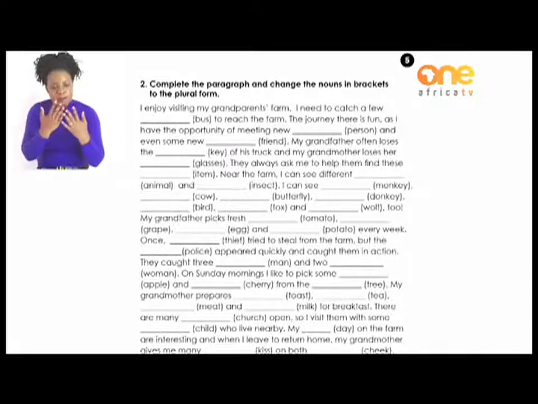Complete the paragraph and change the nouns in brackets to the plural form. I enjoy visiting my grandparents' farm. I need to catch a few buses. The singular noun there is bus to reach the farm. The journey there is fun, as I have the opportunity of meeting new people and even some new friends. So you may complete the rest of the paragraph on your own. Remember, all the nouns are in the singular form. You must change them to the plural form.